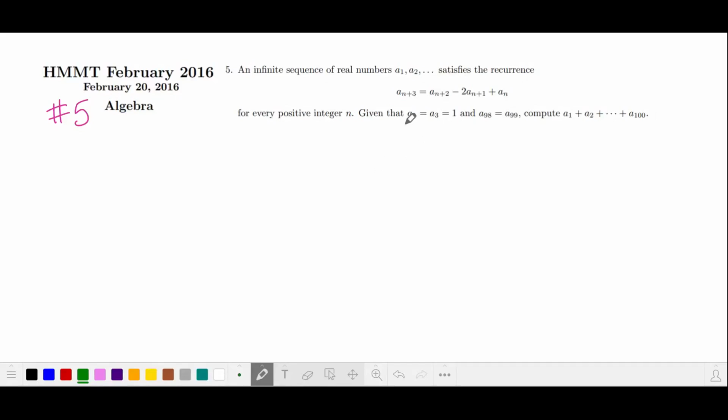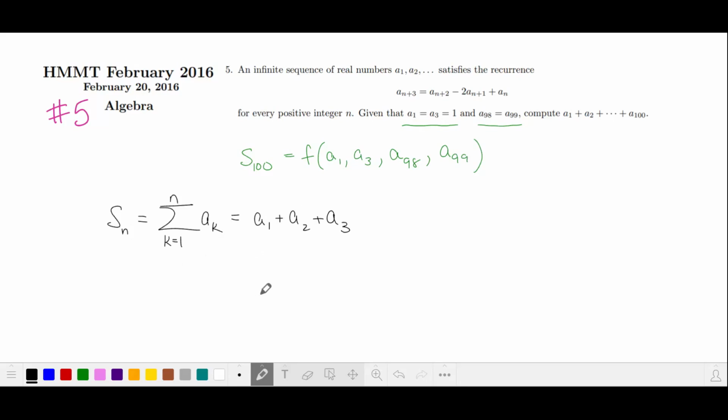Since we have information about these first couple of terms and these last couple of terms, we want to write the sum of all 100 terms as a function of A1, A3, A98, and A99. So to do that, we'll pull out first the first three terms to keep our A1 and A3, and then we'll continue on from 4 to n.